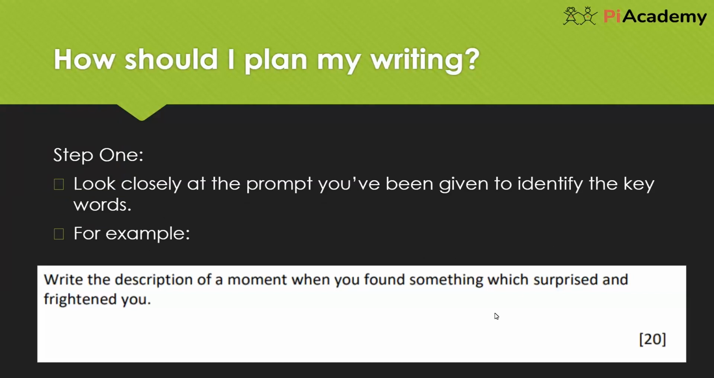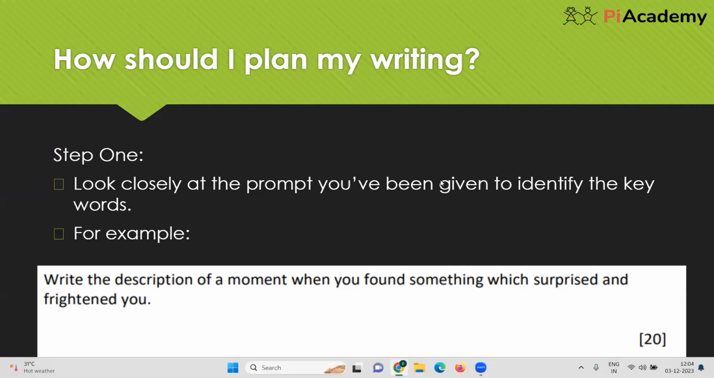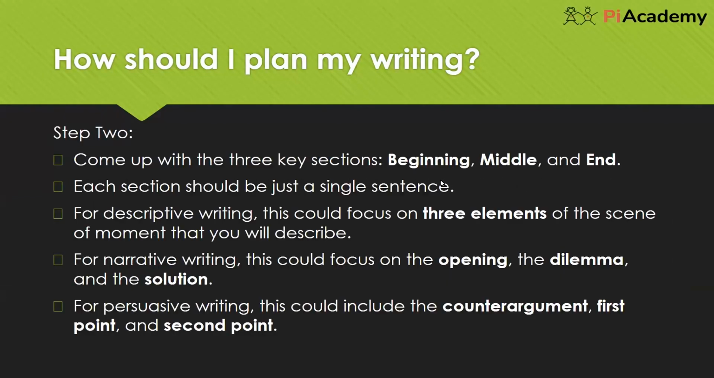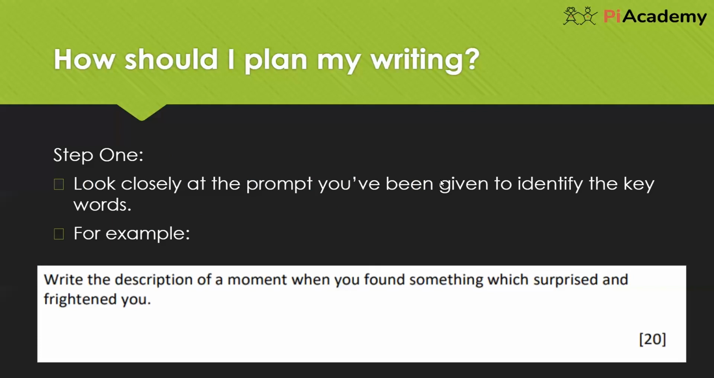First thing that you want to do when you are planning your writing is look at the prompt that you've been given to identify the keywords. In this one here, this says, write a description of a moment when you found something which surprised and frightened you. Now, the keywords in this one are description, found, and surprised. So look at your prompt and, if you want, you can highlight words that stand out to you.